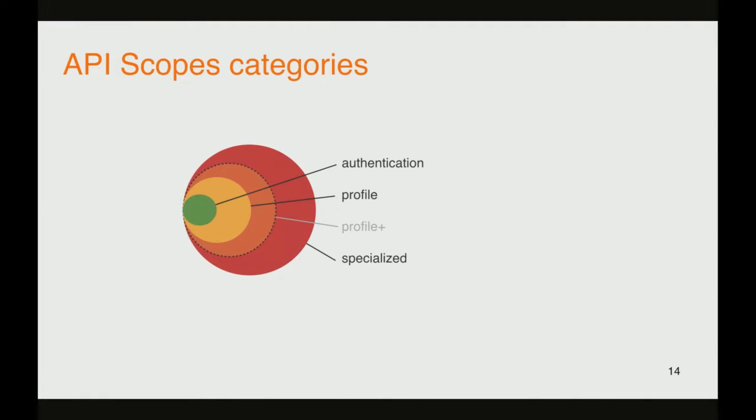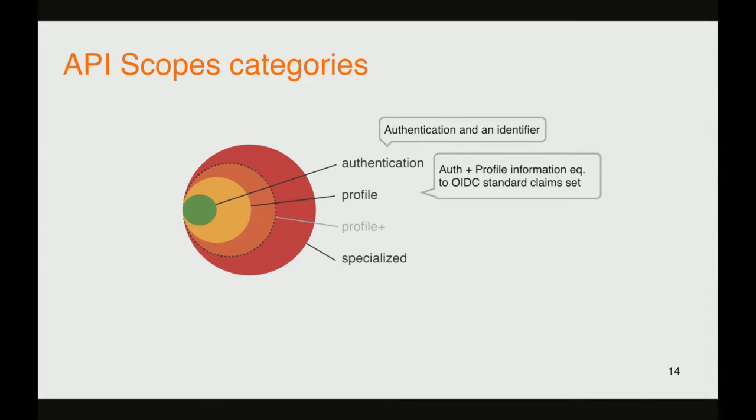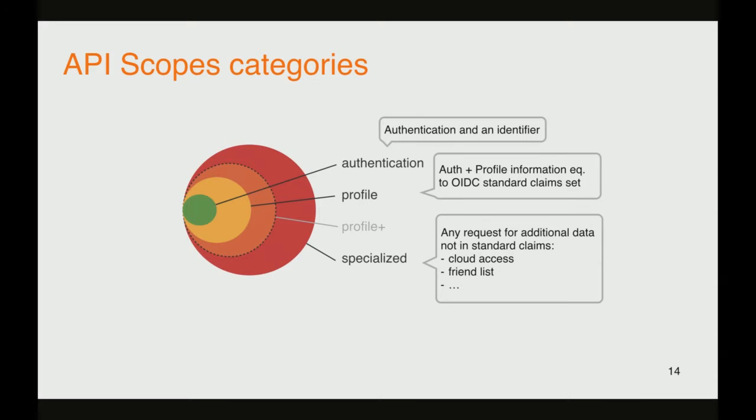So in the paper, we categorize the type of API that are accessed between 3 different levels: authentication, which is just a proof of authentication, or maybe just implicit, and an identifier. Profile data, which we define as being equivalent to what is defined in the OpenID Connect standard, and any other type of data, which we call specialized.